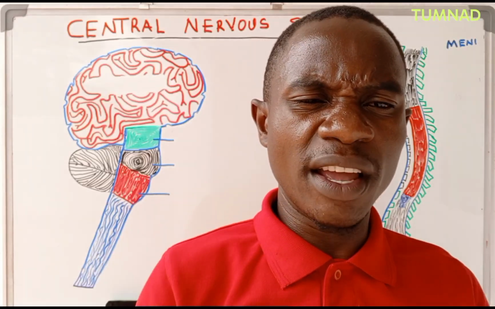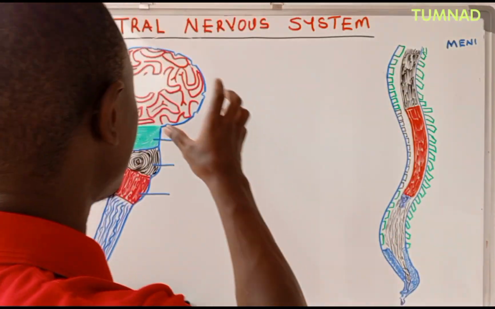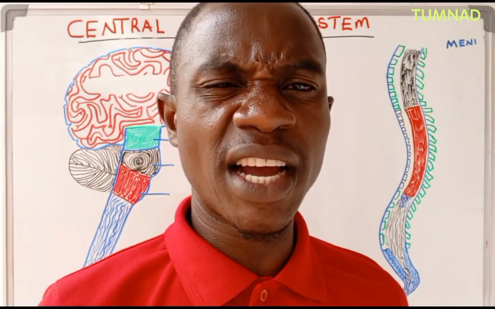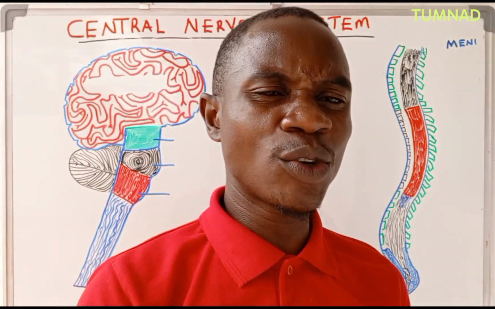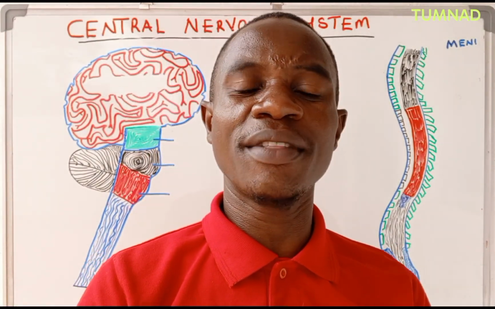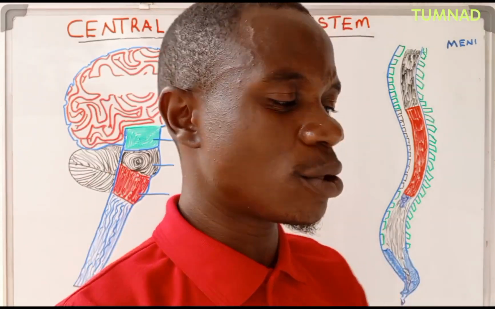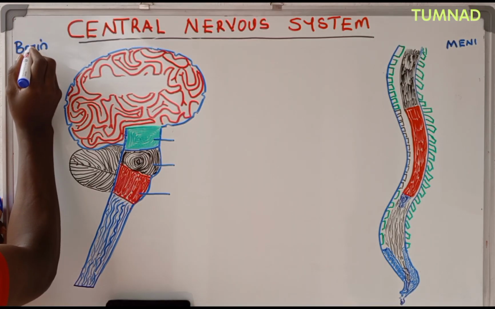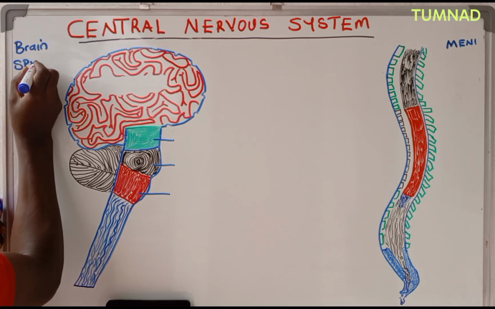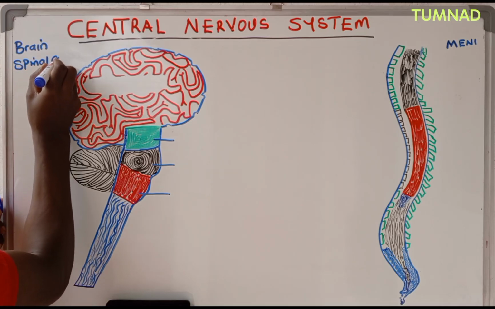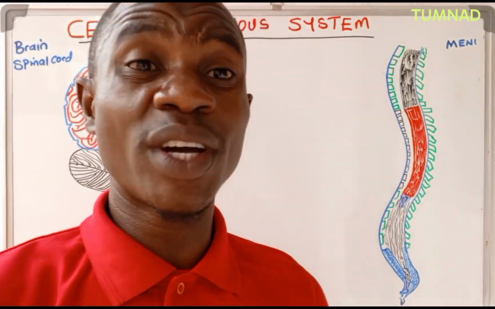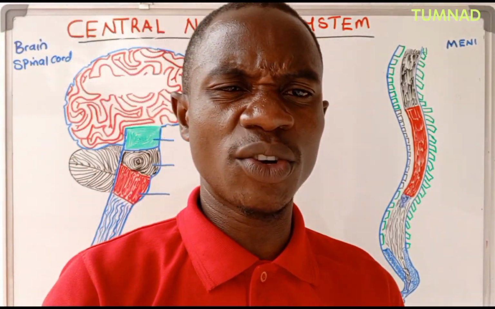So now, a quick reminder: what is contained in the central nervous system? What are the two structures that make up the central nervous system? Of course, you must bear in mind that we have the brain and then the spinal cord. Okay, so majorly those are the two structures that make up the central nervous system.